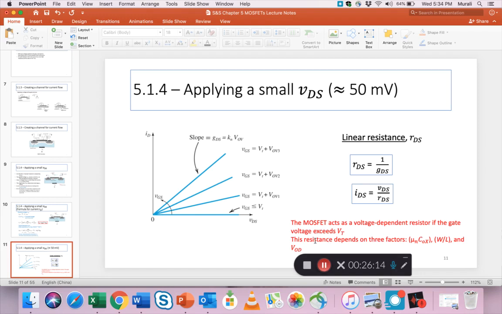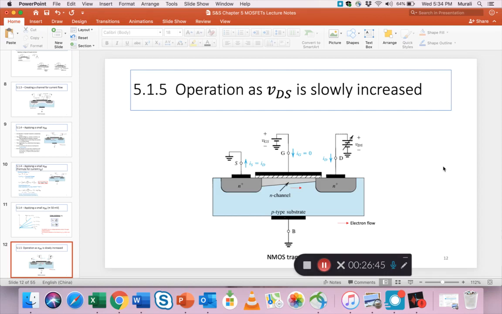Okay, so this MOSFET, if you think of it as a resistance only, it depends on these three factors again, these three that I showed you in the previous formula. So those three same factors also say how small or how big that resistance will be. It depends a little bit on VOV, that means it depends on VGS, the gate to source. So that's why we call it a voltage dependent resistor. Okay, I'm going to move on to slide 12.